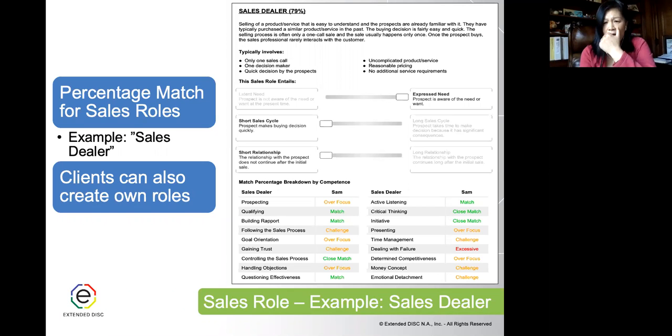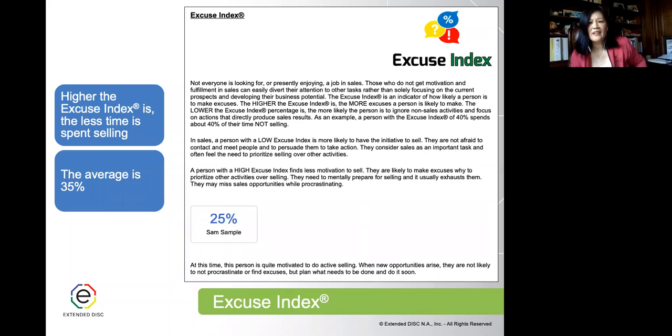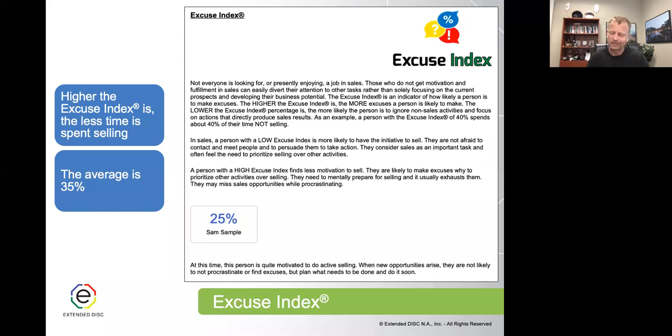Exactly. So I think we have one more section we wanted to highlight, and that is the wonderful excuse index. Yeah, again, I can't say enough about the excuse index, and this is my personal bias because we all make excuses, and salespeople are no different. And what the excuse index provides us is really a bottom line number to understand how much focus and how much time a salesperson is going to invest in being focused on activities that will actually bring sales results.